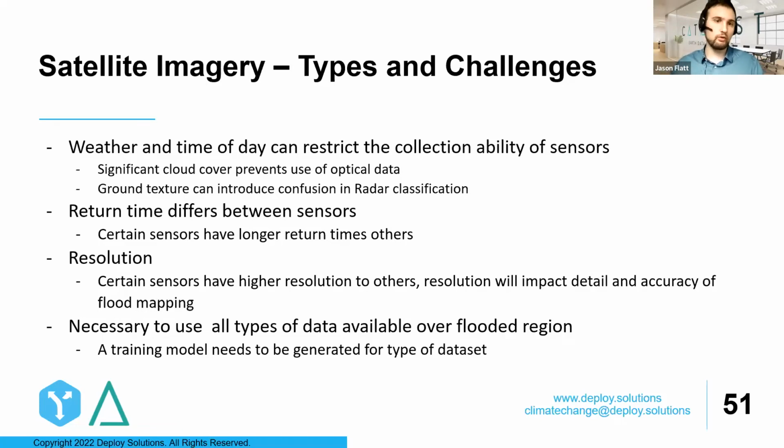And then for radar, although that can pierce through the cloud cover to actually show us what is happening on the ground, texture itself can also introduce some confusion in radar classification. For instance, a bare field in the springtime, its return may actually look similar to a flooded field, so you have to account for that kind of error. And of course, the return time. If we're working with different sensors, some have longer return times than others, and so you're restricted in what kind of data you have available based on their return times.